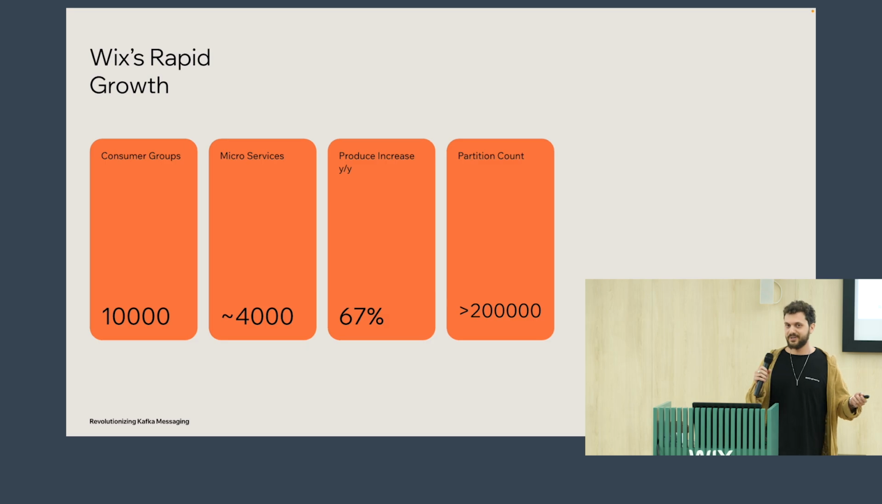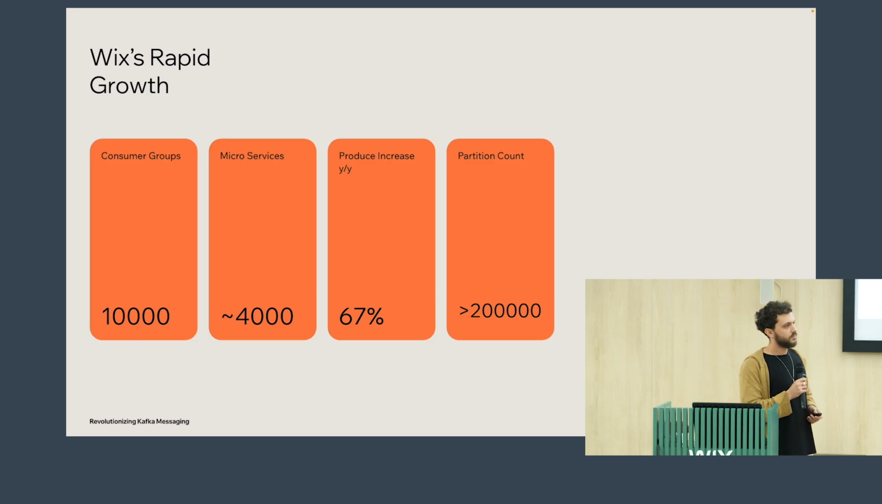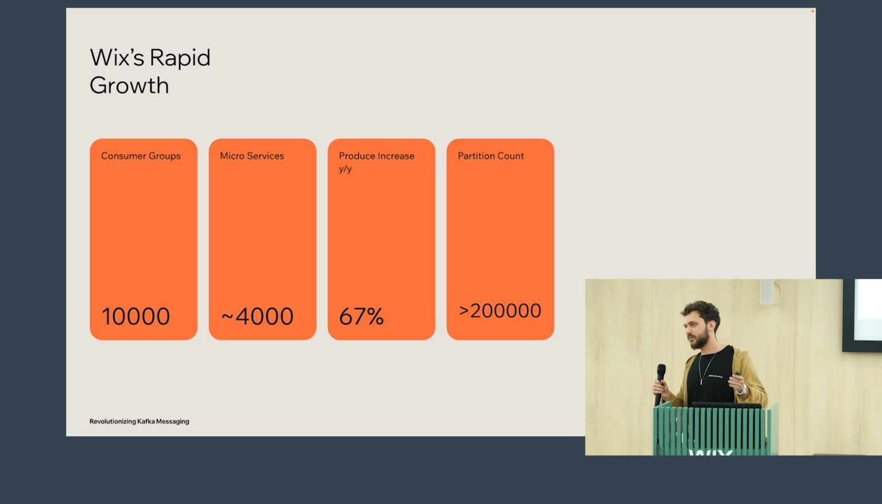As you hopefully know as well, Wix is experiencing rapid growth. We have more than 10,000 consumer groups. We have about 4,000 microservices nowadays. Only last year, the produce rate increased by 67%. We're talking about each year, this number may rise. And we have more than 2,000 partitions, with the biggest clusters having over 70,000 partitions. We have many clusters, different DCs, the biggest one over 70K.